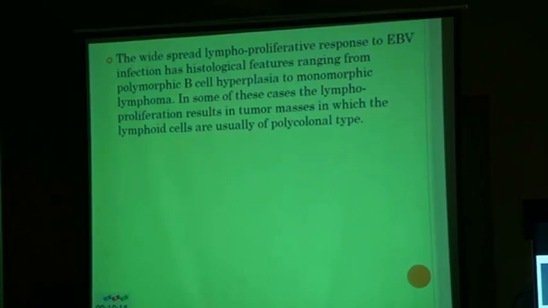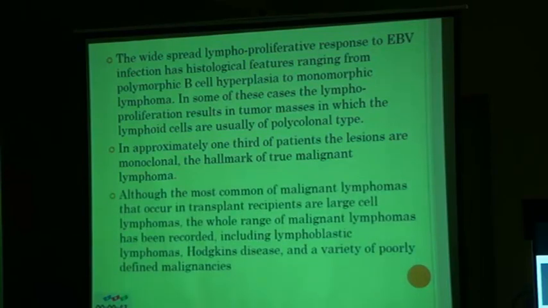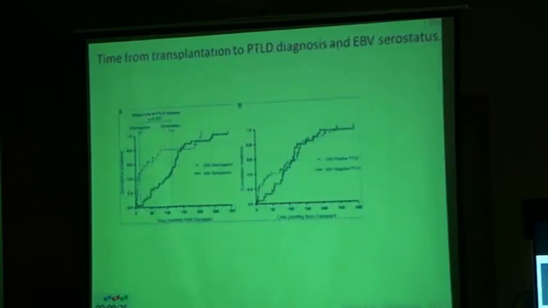The widespread lymphoproliferative response to Epstein-Barr virus infection has histologic features ranging from polymorphic B-cell hyperplasia to monomorphic lymphoma. In some of these cases, the lymphoproliferation results in a tumor mass in which the lymphoid cells are usually polyclonal. In approximately 1/3 of patients, the lesions are monoclonal, which is actual malignant lymphoma, although the most common malignant lymphomas that occur in transplant recipients are large cell lymphoma. The whole range of malignant lymphomas has been recorded, including lymphoblastic lymphomas, Hodgkin disease, and a variety of other defined malignancies.